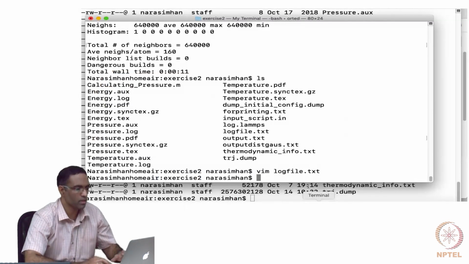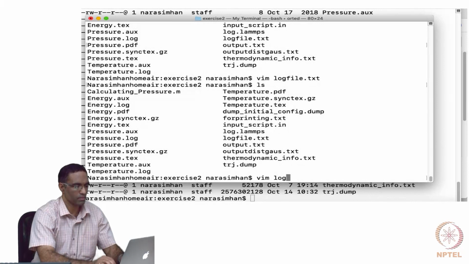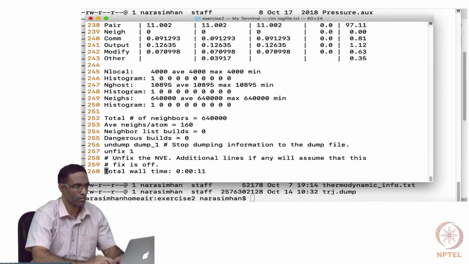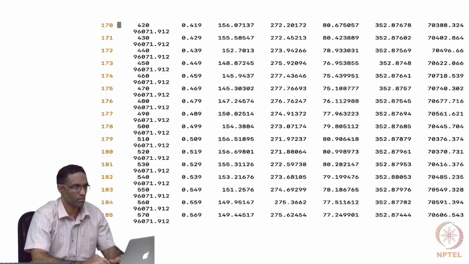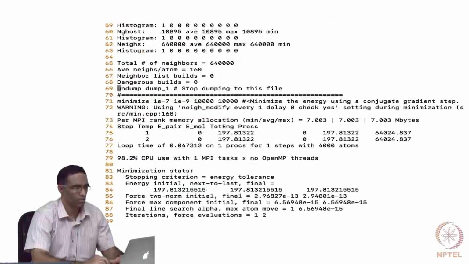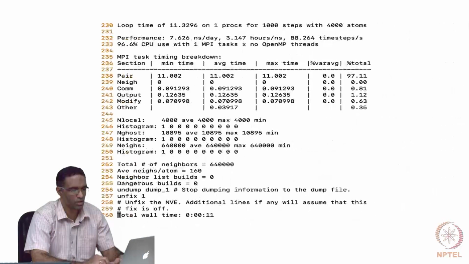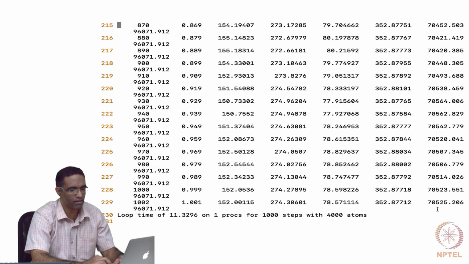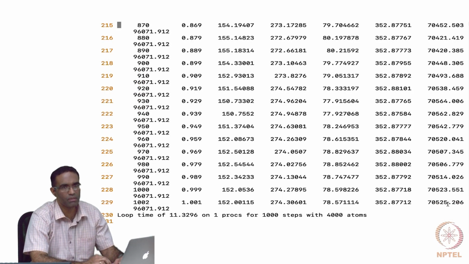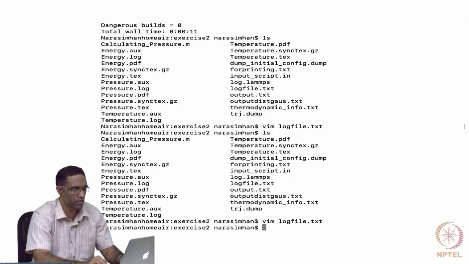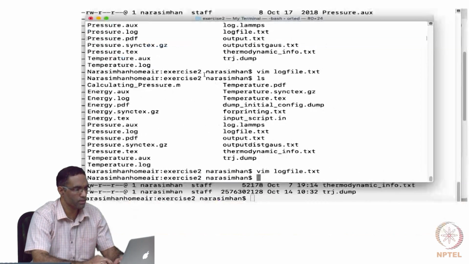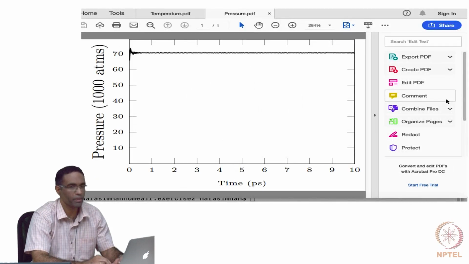If you take a look at the log file, this is step, time, temperature, potential energy, kinetic energy, total energy, pressure, volume. So pressure is this, and it converges to some 7525, which is in terms of bar. I have just divided it by 1000 and plotted it in terms of thousands of atmospheres, and that's what you are seeing there. That is the pressure.